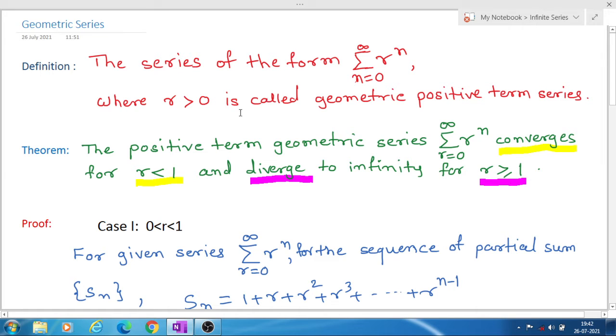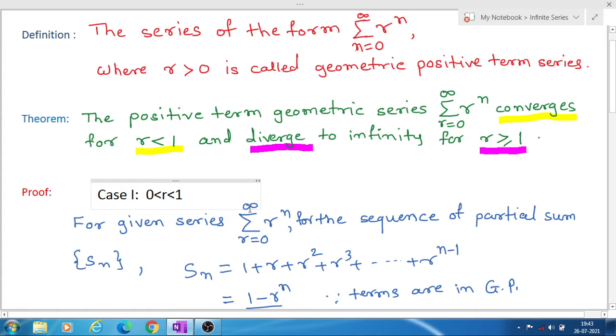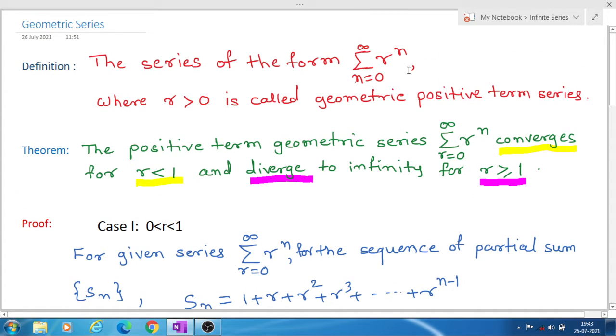And as we know, we are studying the positive term series, so this term r is greater than 0. So remember these two things, that is r is greater than 0 and summation starts from n equal to 0 to infinity. So this is a geometric series.